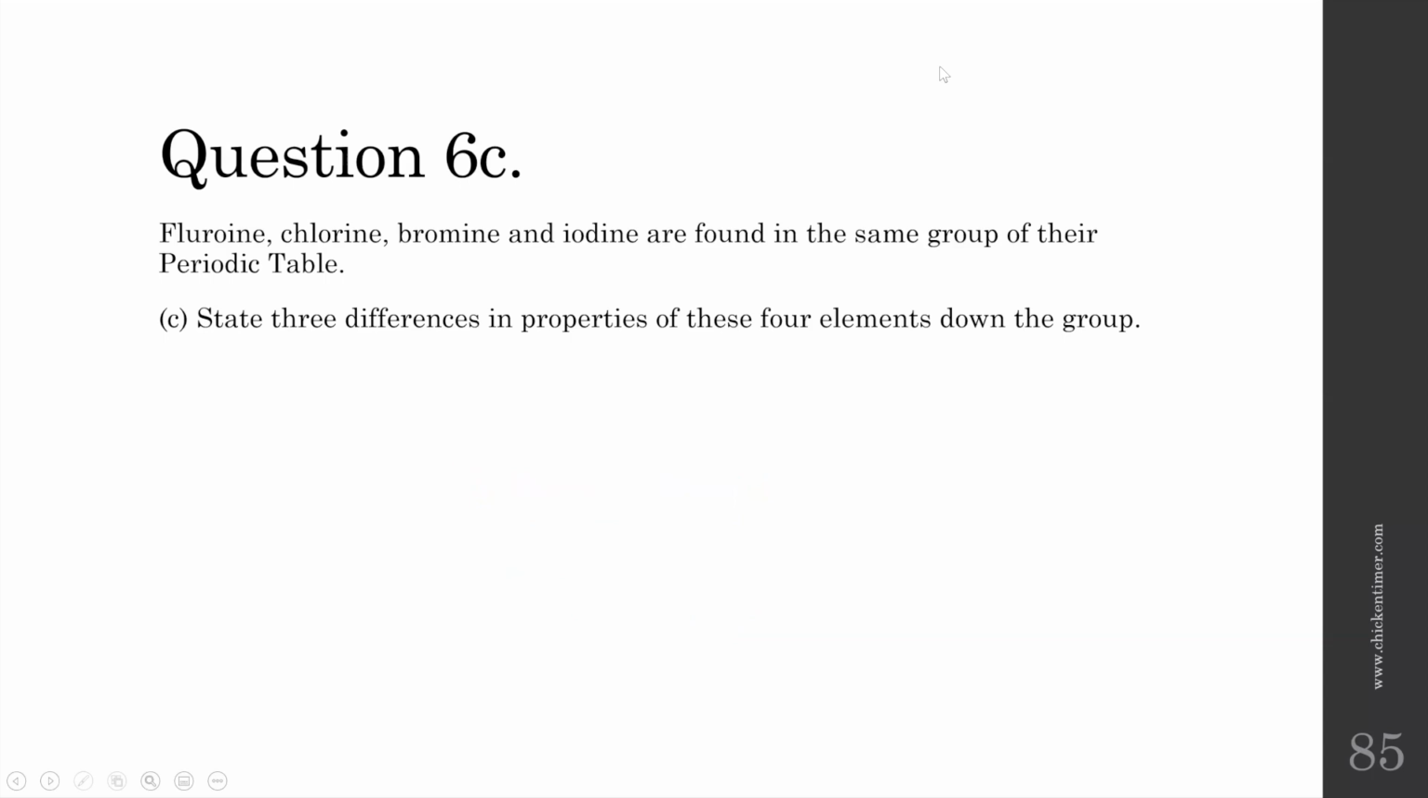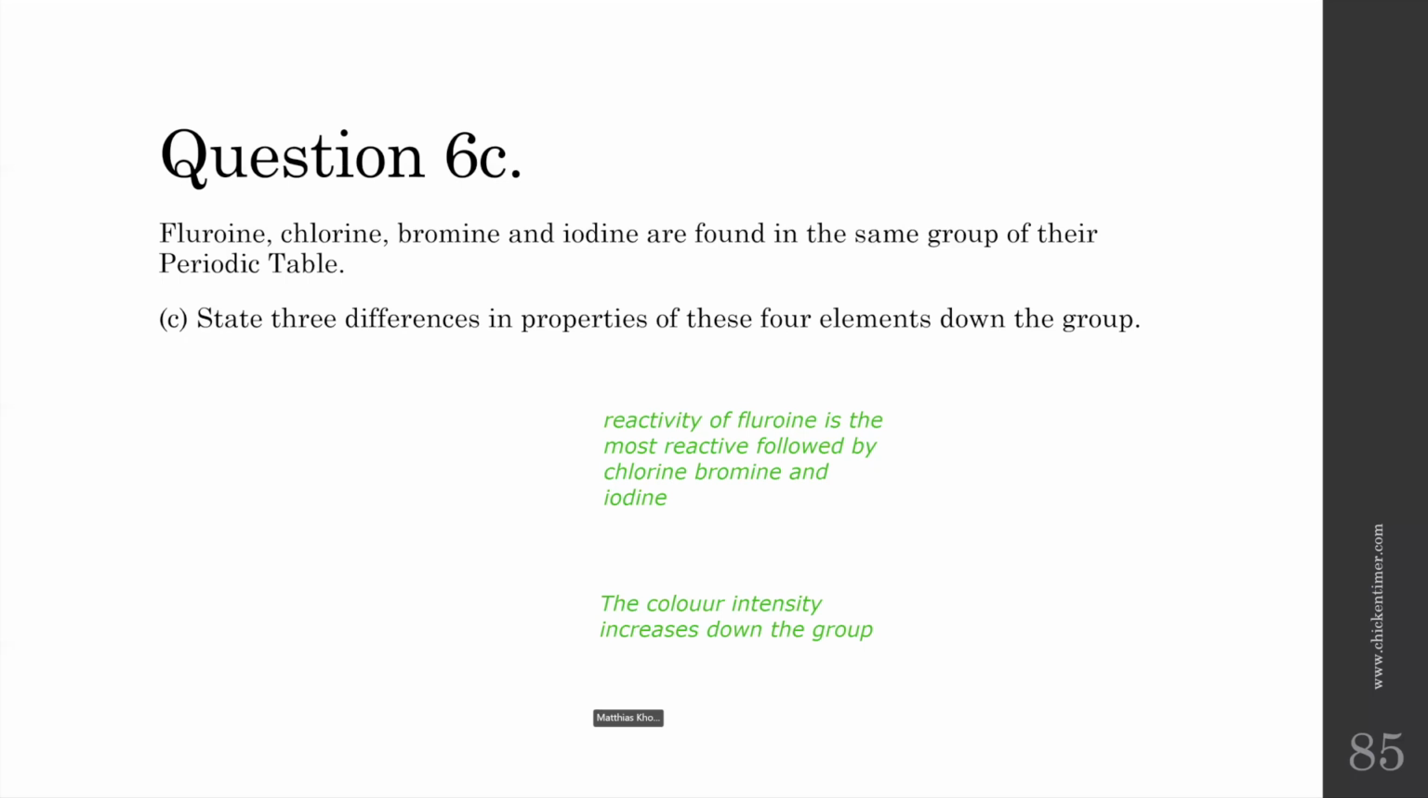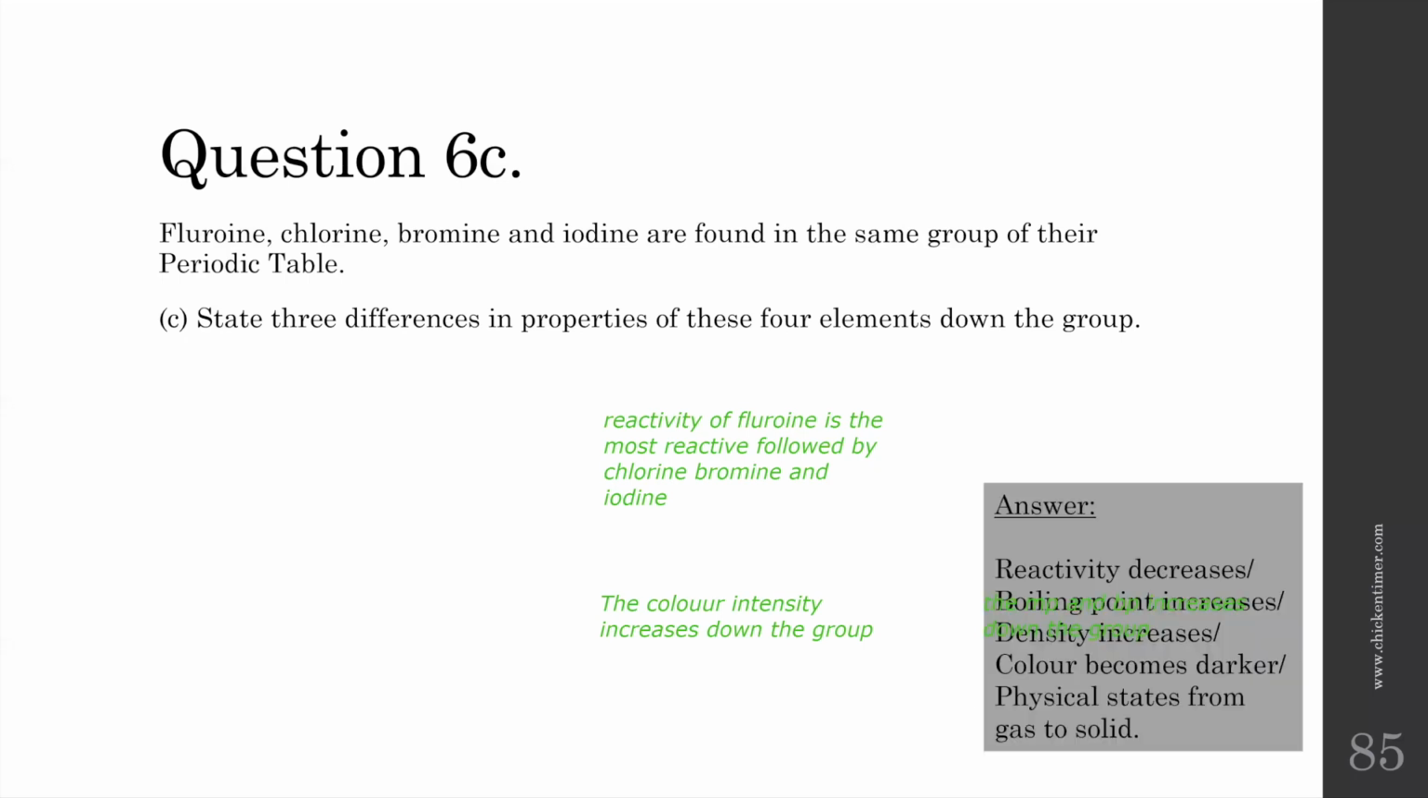Next, state three differences in properties of these four elements down the group. Three differences. Any more? You say reactivity changes gradually. Then color intensity increases down the group.